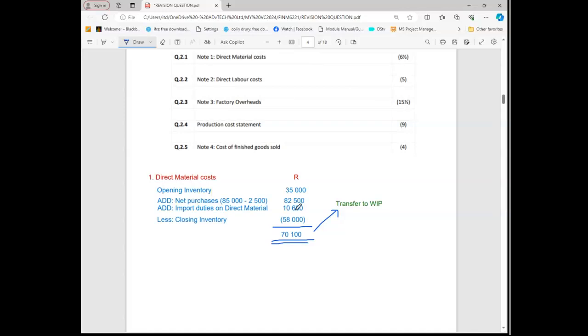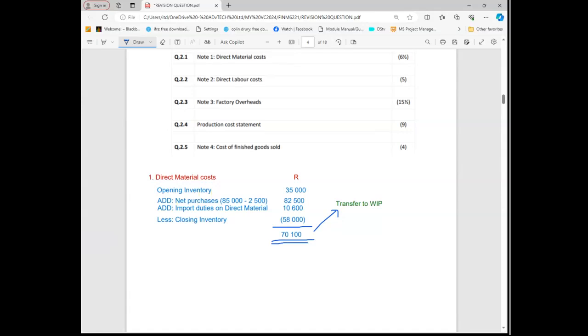Import duties will be on the debit side. And then this one, usually this is the one that we find when we balance the account. This will be the balance brought down at the end. Remember that one at the end? So this one you can just find by balancing. But if it is given to you, it means you just have to copy and paste. It has been balanced for you.